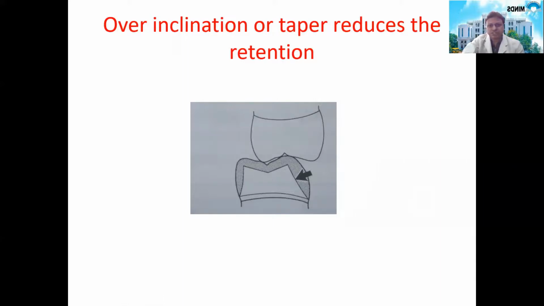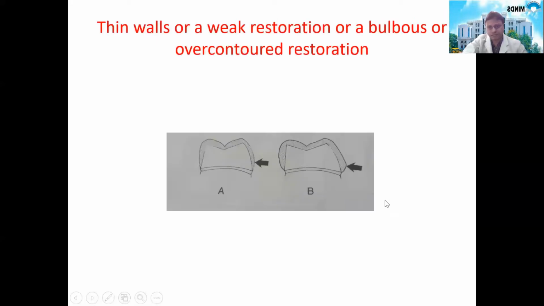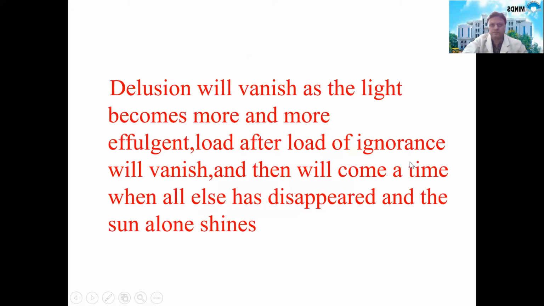Also, the over-inclination or the taper. Over-taper, we have discussed previously, leads to lack of retention. Axial reduction: if it is improper, the walls of the restoration will be weak, or it will be over bulbous or over contoured, and it will lead to plaque accumulation and then lead to secondary caries, etc. So you have to prepare the tooth structure adequately.